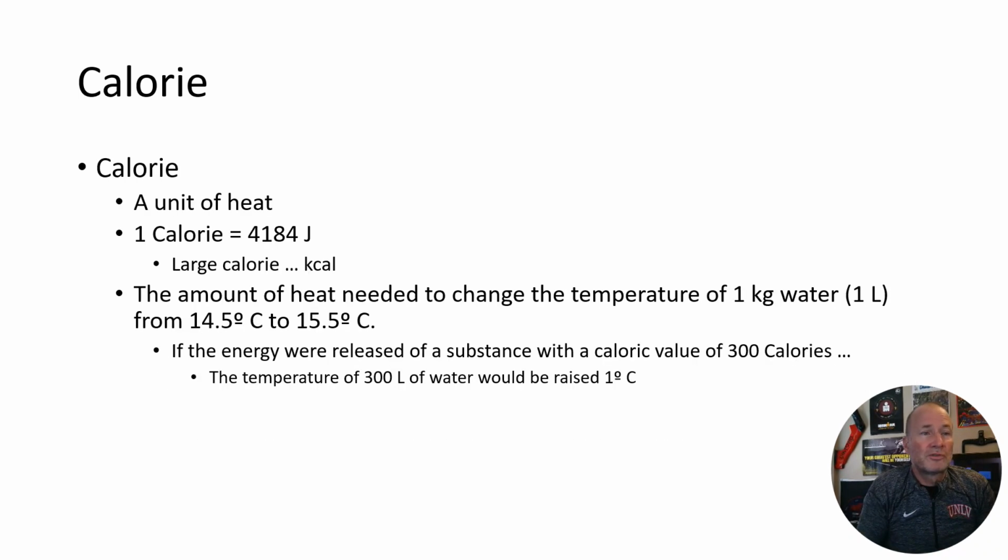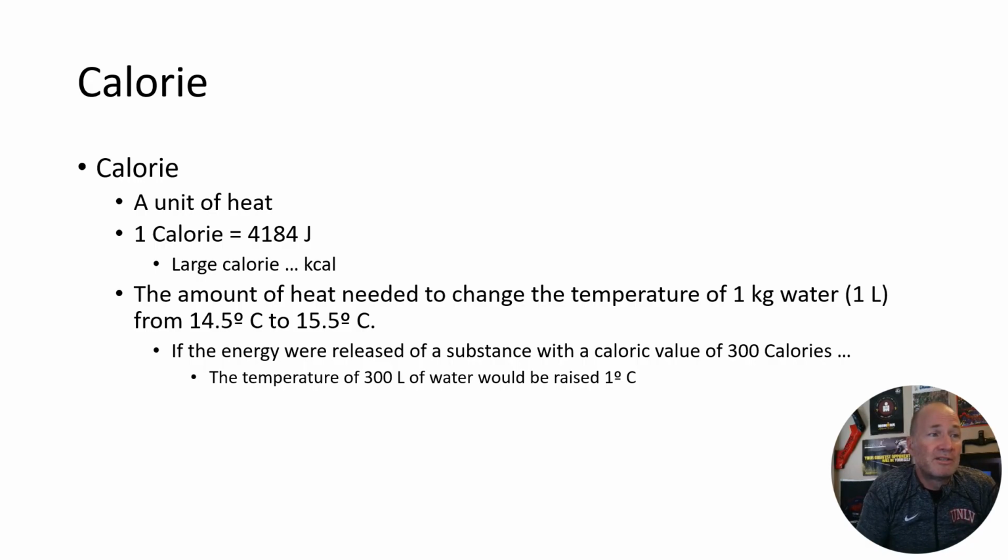Now, a term that's closely associated with this is calorie. Calorie is a unit of heat. One calorie is equal to 4.184 joules. So these are equivalent units, just different magnitudes, like miles versus kilometers. And we have this phrase called large calorie, or kilocalories.